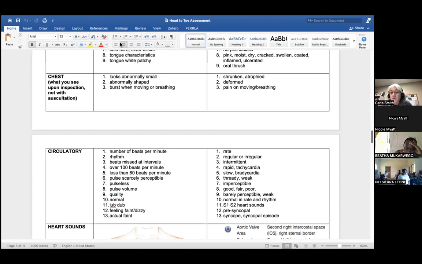Are you noticing that the rate is tachycardic or bradycardic? Is it weak or thready? When you're listening to heart sounds, are you hearing S1 and S2? That's your lub-dub. Is the patient reporting feeling dizzy or faint? That would be pre-syncopal. If the patient actually faints, that's a syncopal episode.